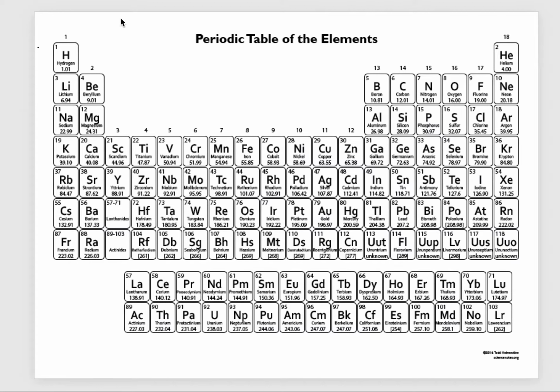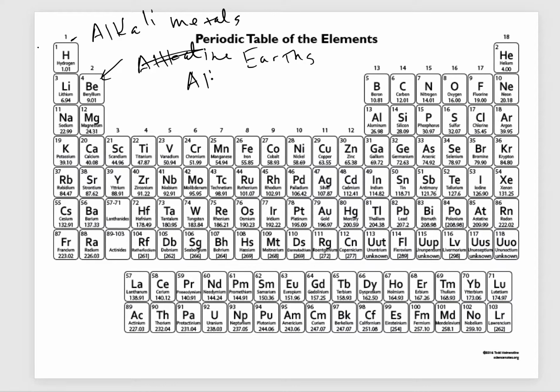Hi everybody, so in this video I want to introduce two groups. Over here we have the alkali metals, and then over here in group 2 we have the alkaline earths. Now all of the elements that occur in these two columns share very similar kinds of characteristics. Let me just rewrite that. That should be the word alkaline.